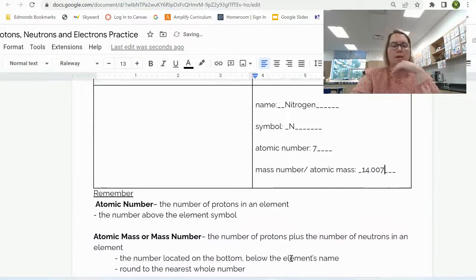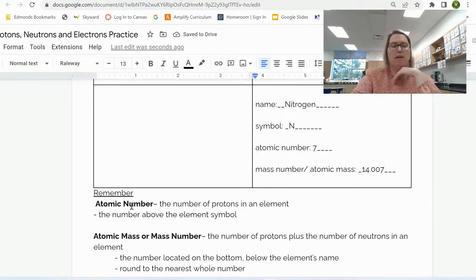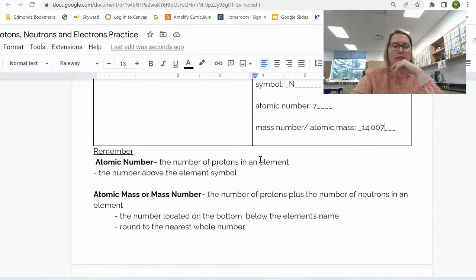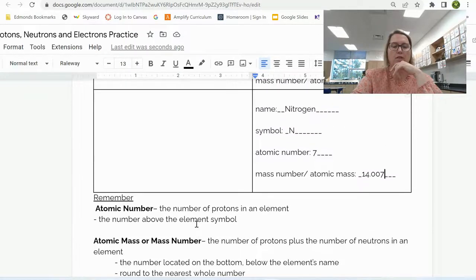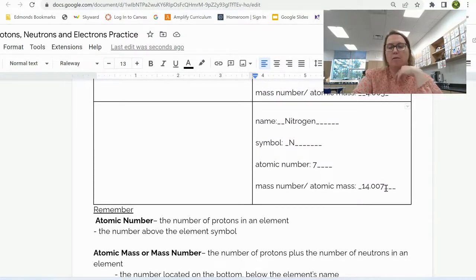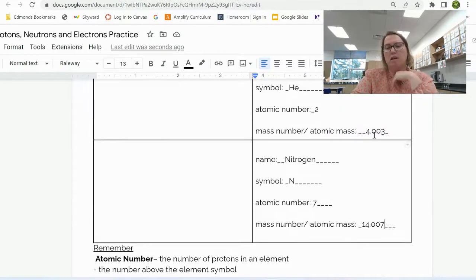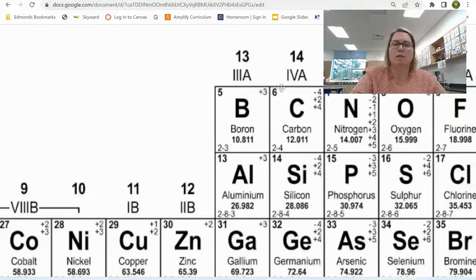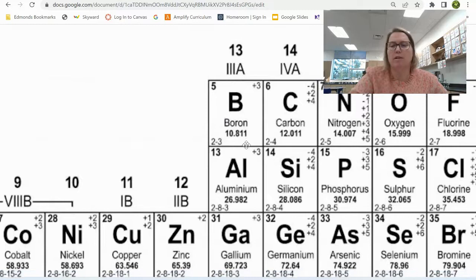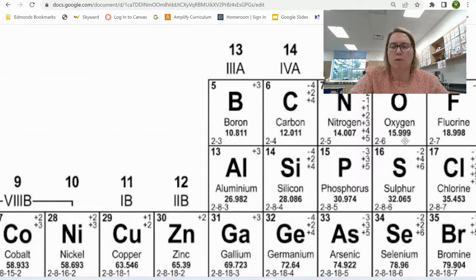Let's remember that the atomic number, the number above the element symbol, is the number of protons in an element. The atomic mass is the number of protons plus the number of neutrons, and it's located on the bottom. We usually round it to the nearest whole number. So the mass number for nitrogen would be 14. Helium would be 4.03. If we went to a different element, like boron, it would be 10.8, which would round up to 11. Oxygen would be 15.99, which would round up to 16.